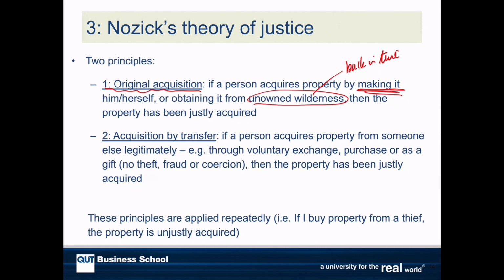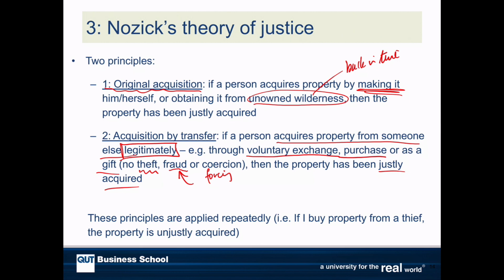Now, the second principle is that you're entitled to any property that you acquire from someone else legitimately. That's by voluntary exchange, purchase, or gift. Note here, you can't get something by stealing it, lying or fraud, or forcing or coercing people to give it to you. If it's one of those elements, then there's no voluntary exchange. But provided it's free of theft, fraud, and coercion, if you've got it through some kind of free exchange, then the property has been justly acquired.